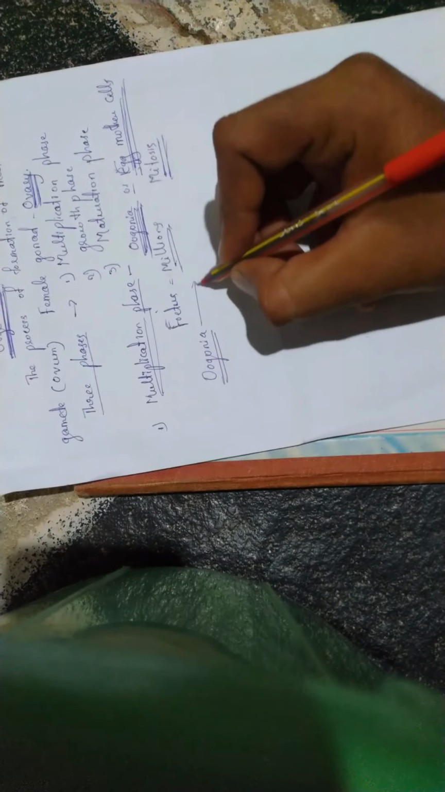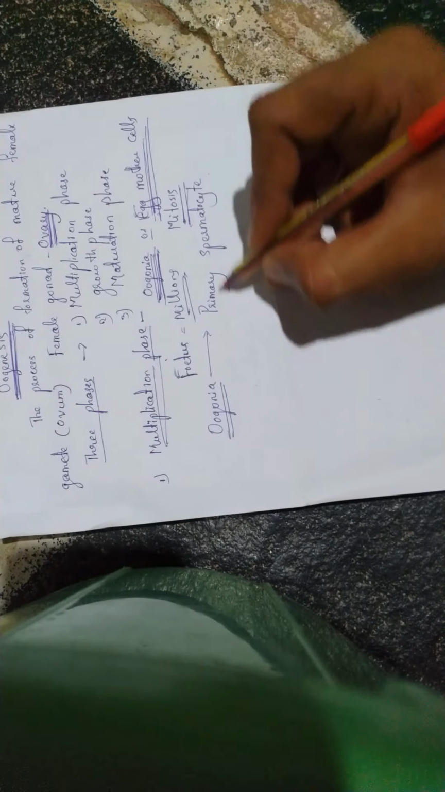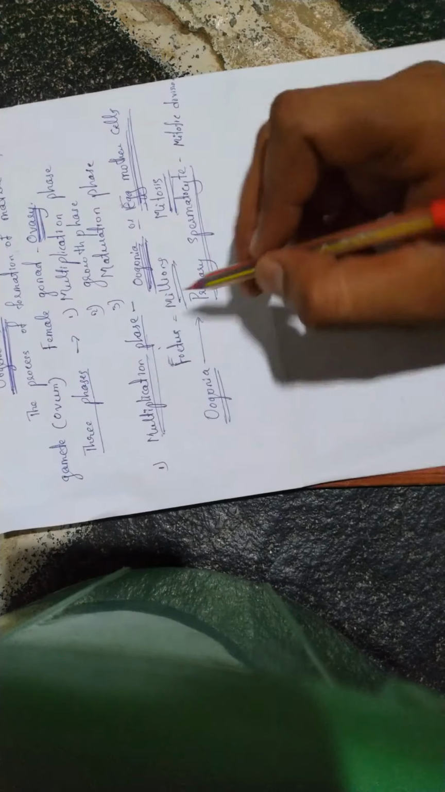These egg mother cells or oogonia develop as primary oocytes in the ovary by mitotic divisions. Again, mitosis takes place, and this is the first phase, called the multiplication phase. Later I will show it by a schematic representation.